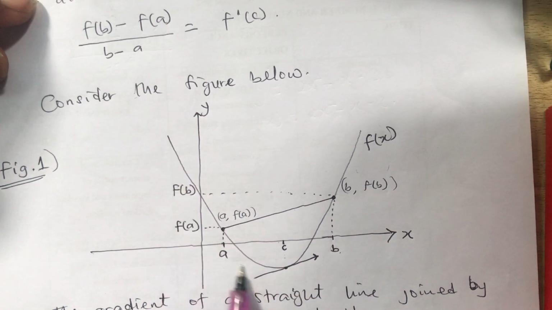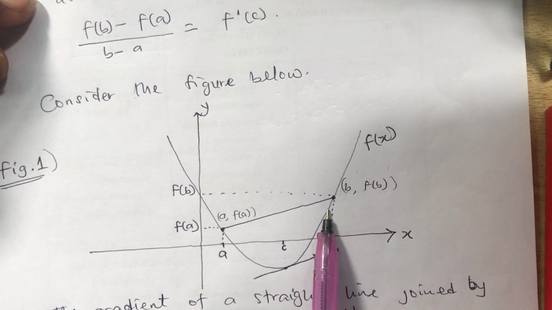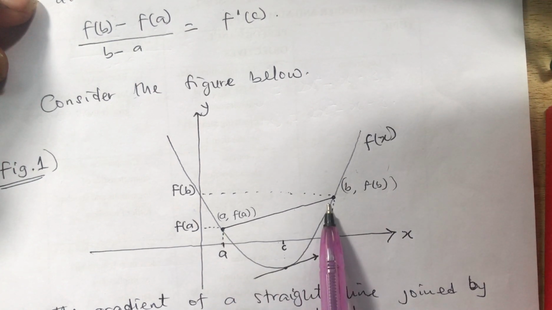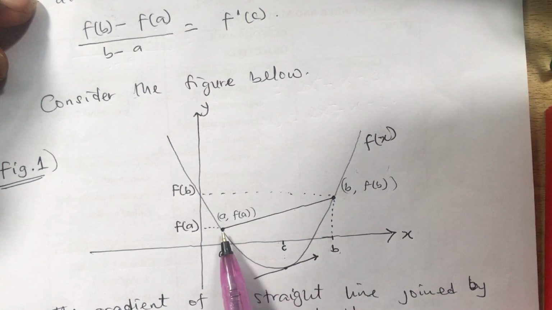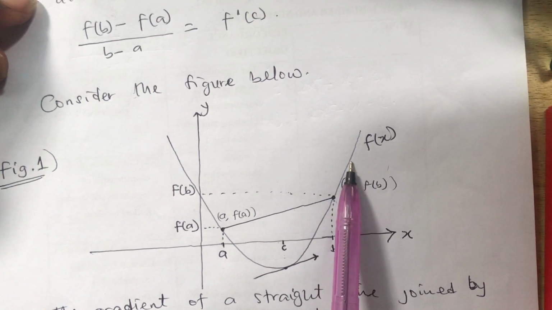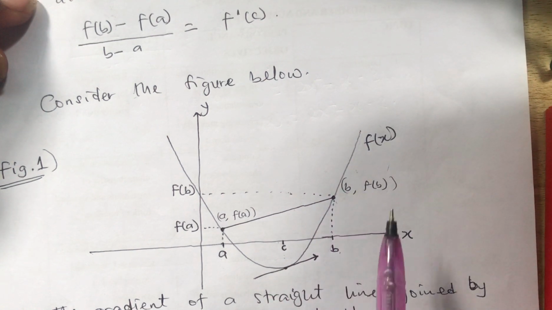If you look at this curve, you will see that this is a continuous function, because the function is defined throughout the interval [a, b]. From a to b, there is no break in the curve. There is no hole in the curve from a to b. The curve is continuous in the interval a to b. And also, this curve is differentiable in the open interval (a, b).